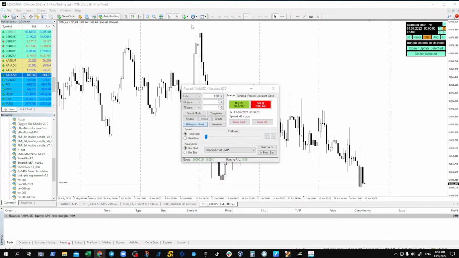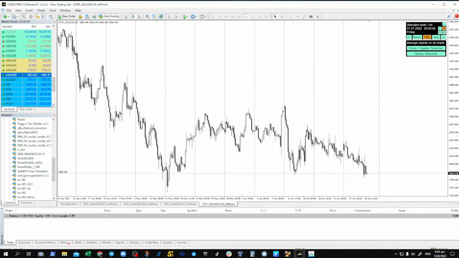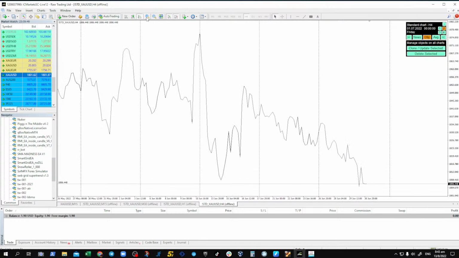So as usual, we start our analysis by going to the H4 time frame. In H4, basically what we want to do is map the SNR level for our guidance and see the overall move. As you can see here, price is rather ranging, but the overall trend is still down. So let's change to line chart and map the SNR level.